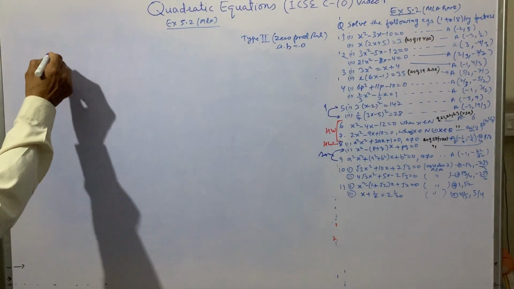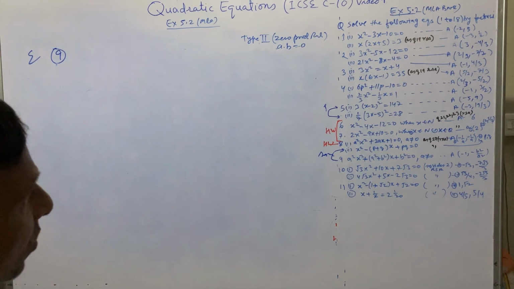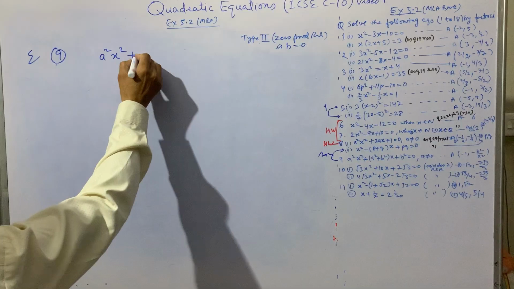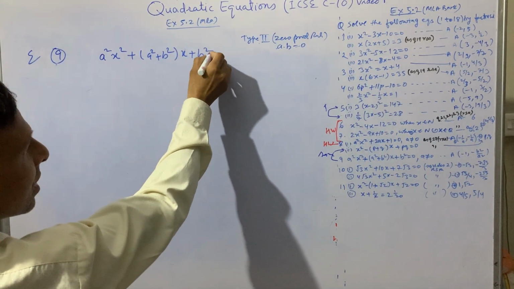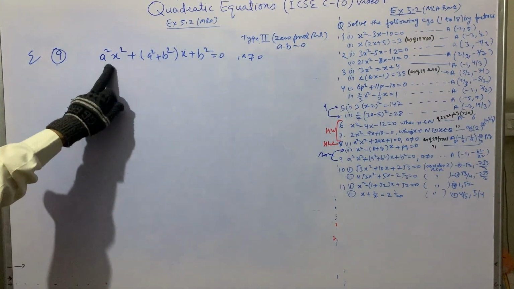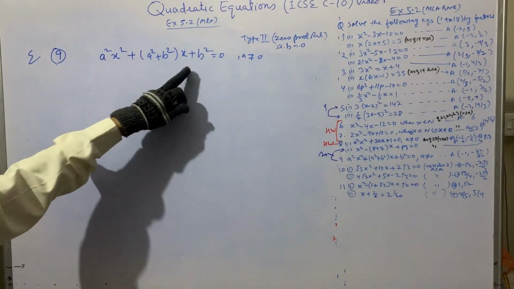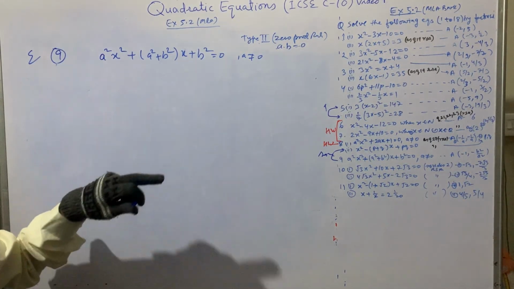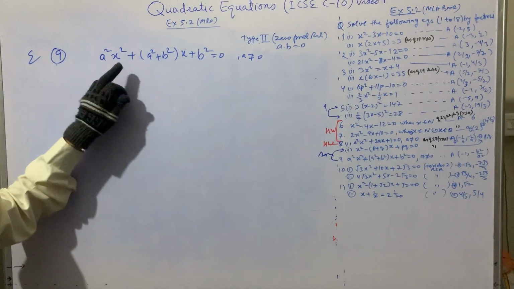Still, I am starting to do this ninth question. So in the question, what is there? You see, it is x square, x square plus a square plus b square into x plus b square is equal to 0, where a should not be equal to 0. That's fine, because if a were equal to 0 then we couldn't get the value of the solution, that is, we won't be able to find out the value of x. Hence a should not be equal to 0. It is justified.